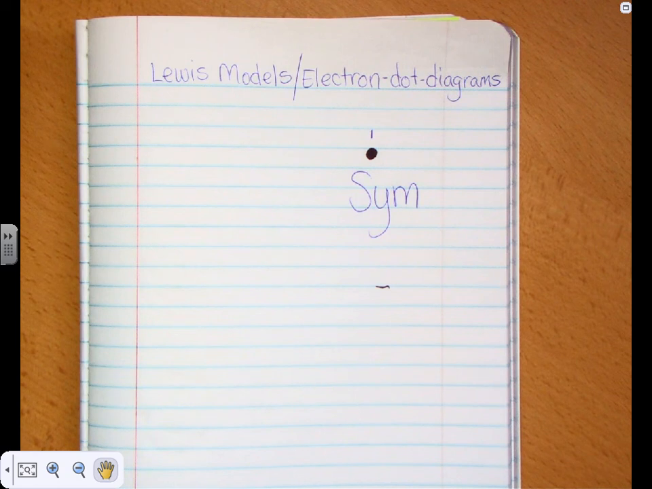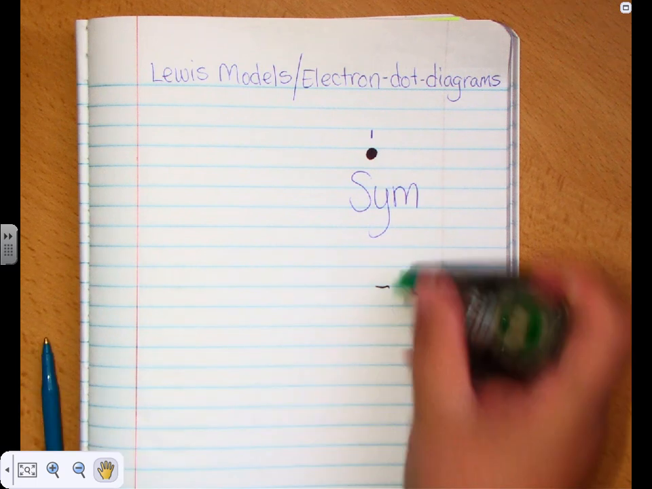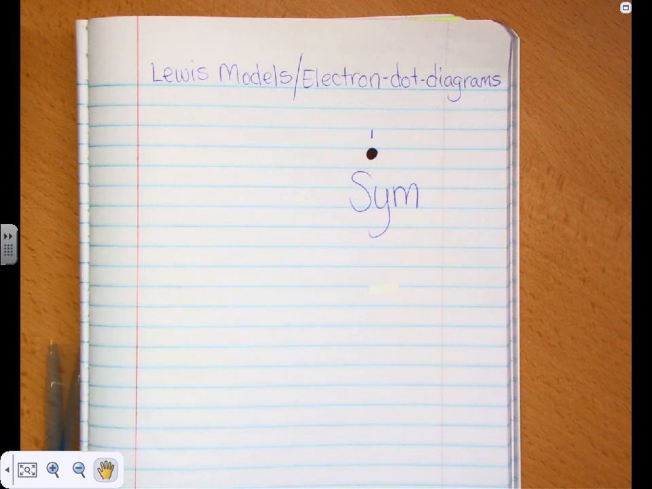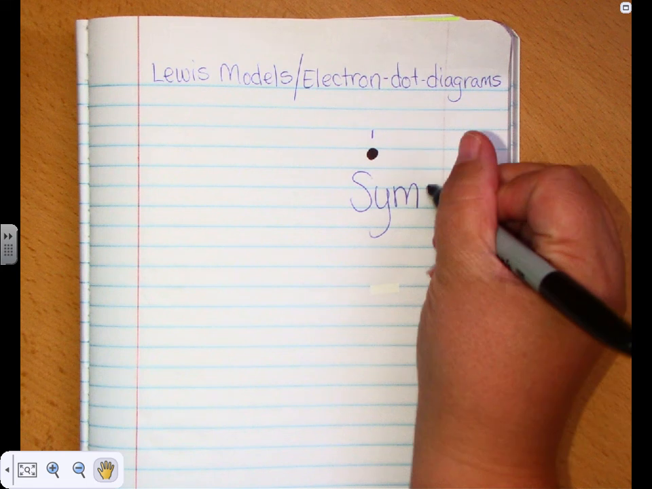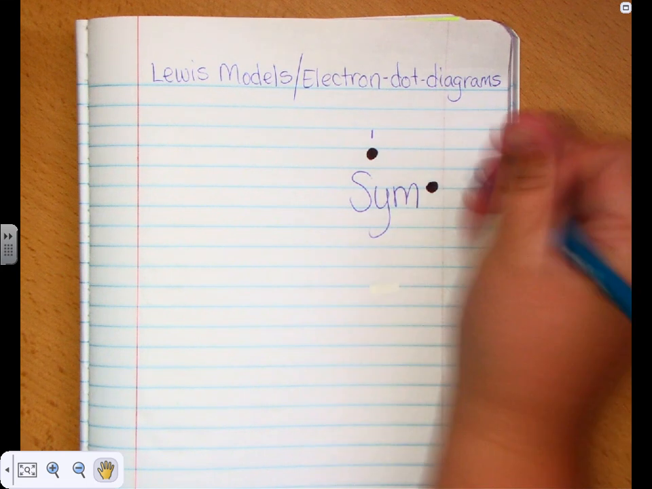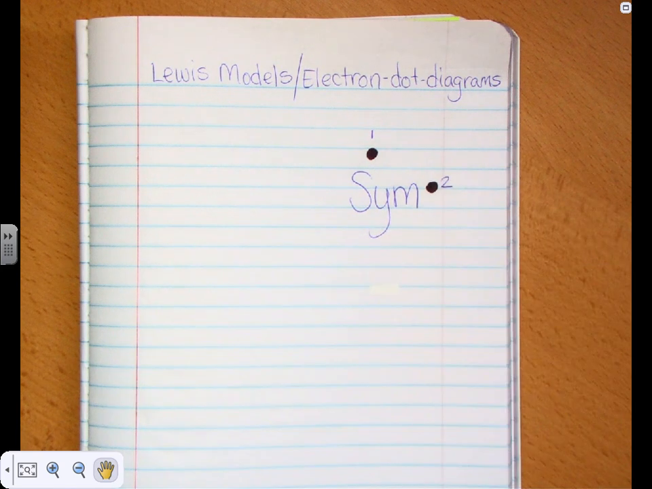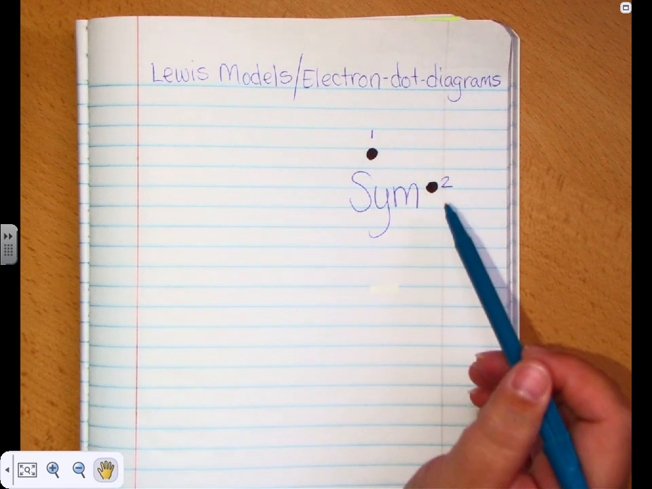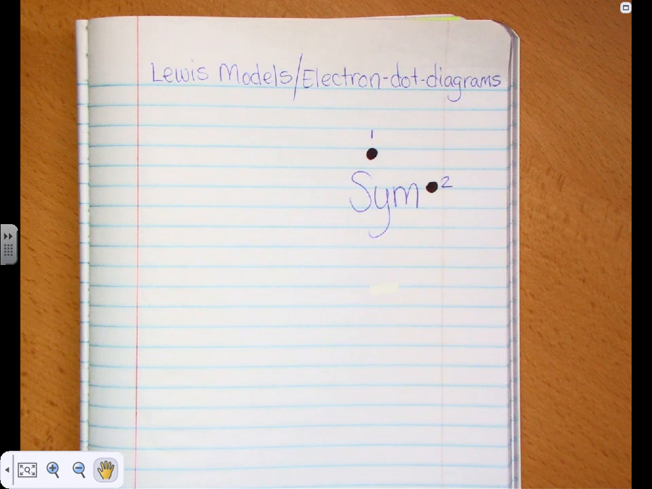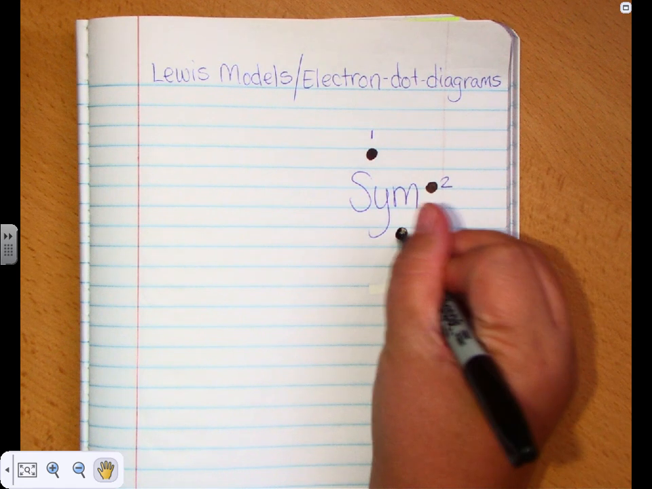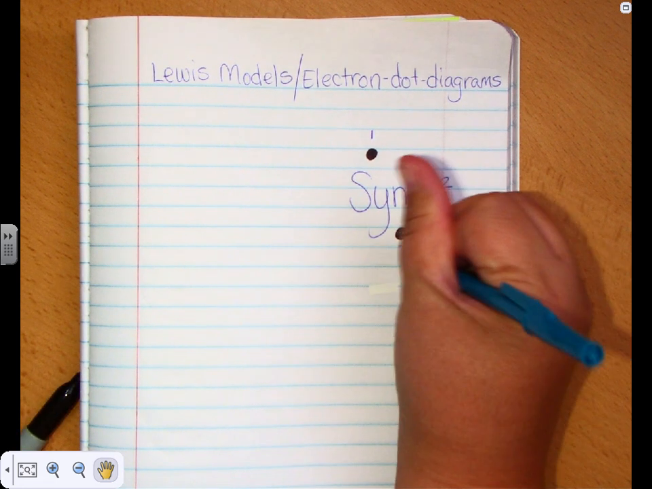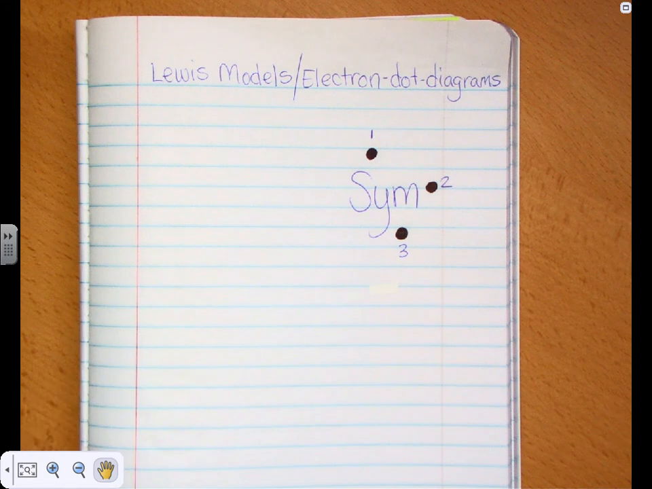Okay. If there were 2 valence electrons, it would look like this. You wouldn't put the numbers in your diagram. I'm just doing this so that you know where to put your dots. If there's 2, you would have 1 and 2. If there were 3, it would be like this. If there would be 4, they'd be like this.